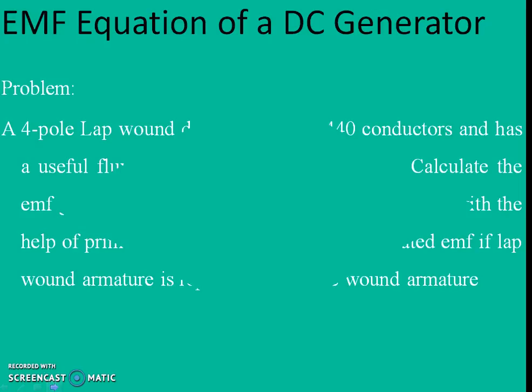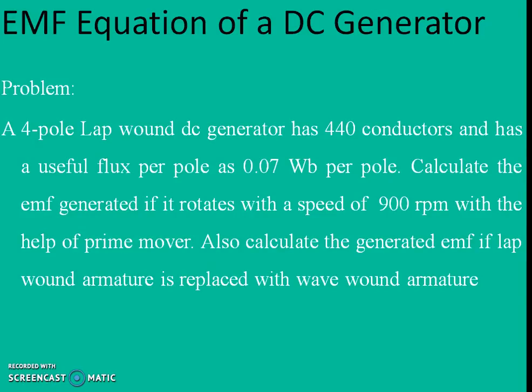Consider a simple problem to solve. A 4-pole lap wound DC generator has 440 conductors and a useful flux per pole of 0.07 Weber. Calculate the E.M.F generated if it rotates at a speed of 900 rpm with the help of a prime mover. Also calculate the E.M.F generated if the lap wound armature is replaced with a wave wound armature.